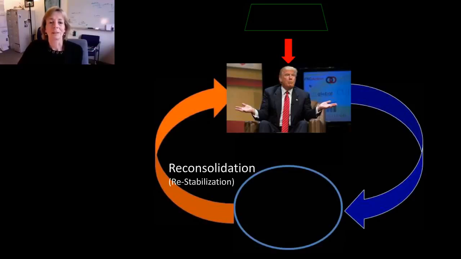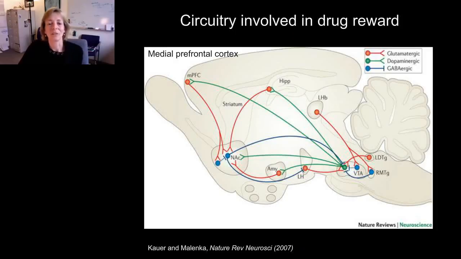So coming back to the circuitry involved in drug reward and thinking about where these perineuronal nets may be important, I've been focusing my work in the last several years on the medial prefrontal cortex here. This is a sagittal section of a rat brain, showing you lots of connections that are important in this circuitry that's important for rewards.